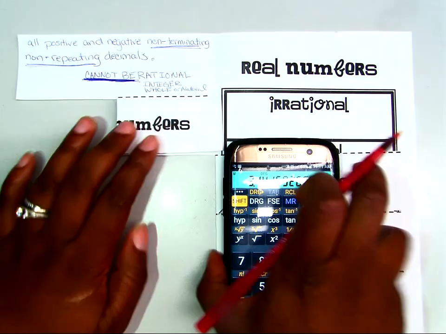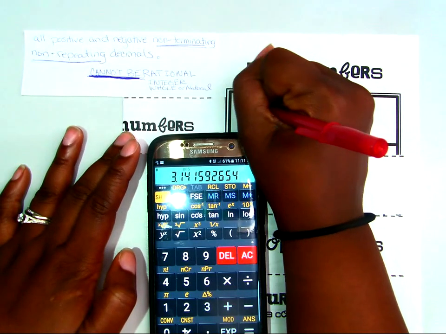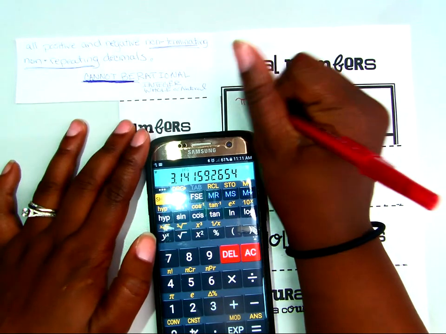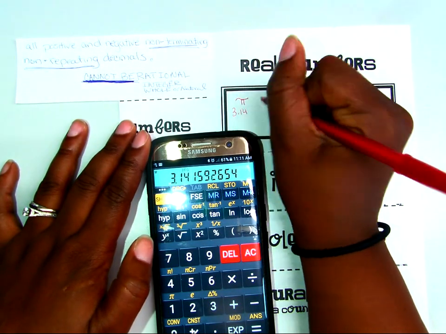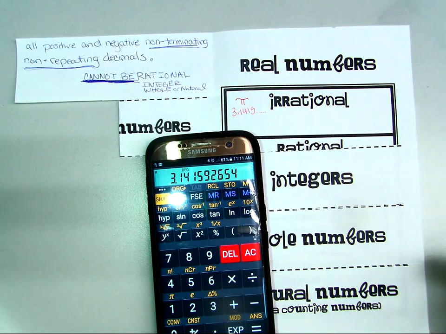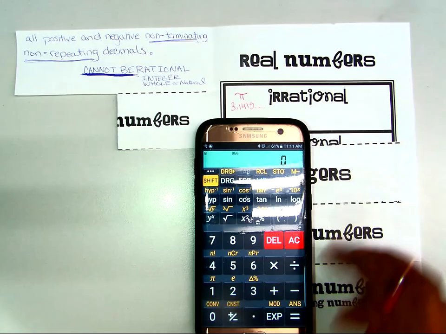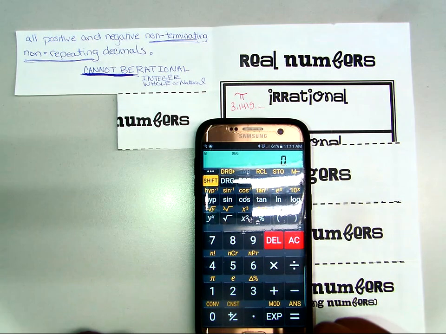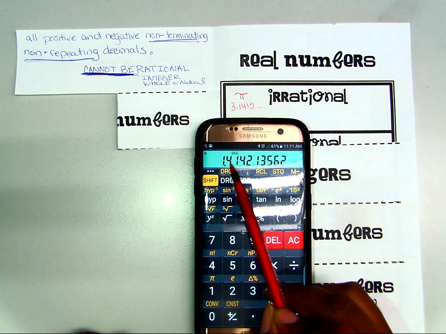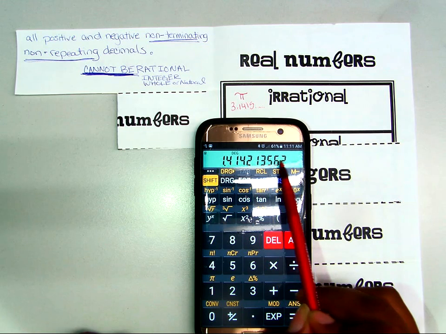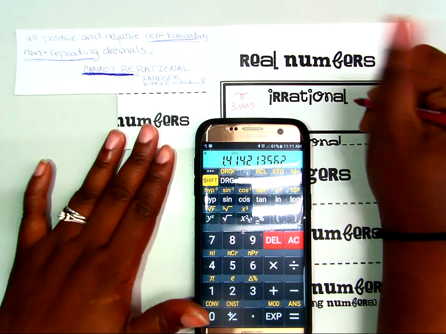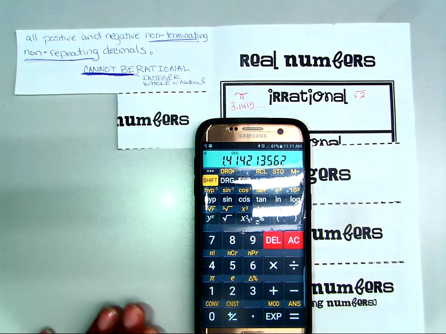So you can just make the pi symbol, which is the same as 3.1415... Okay, it just keeps going. Another irrational number, when you start to deal with roots, if I hit 2 and the square root, 1.4142135562... it's a non-terminating decimal. It's not repeating, so the square root of 2 would be an irrational number.